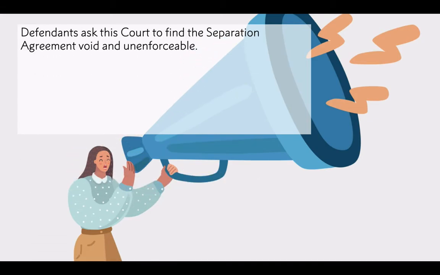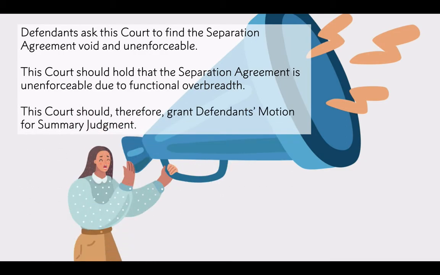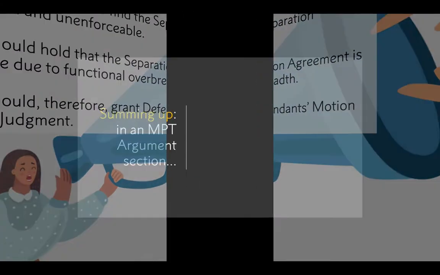Defendants ask this court to do X, Y, Z. This court should hold that... Or this court should therefore grant defendant's motion for summary judgment. All of these are respectful, but are clearly asking the court to do something for your client.